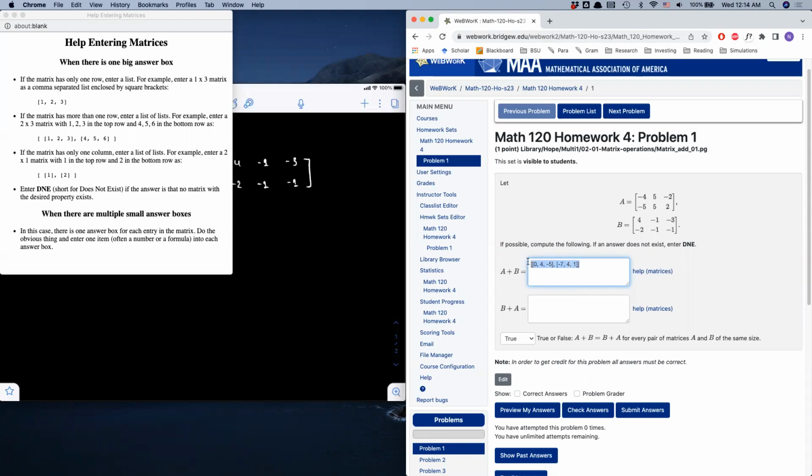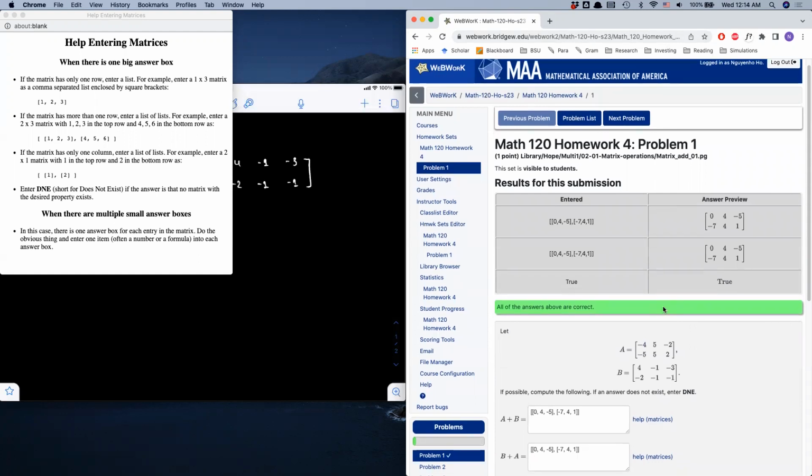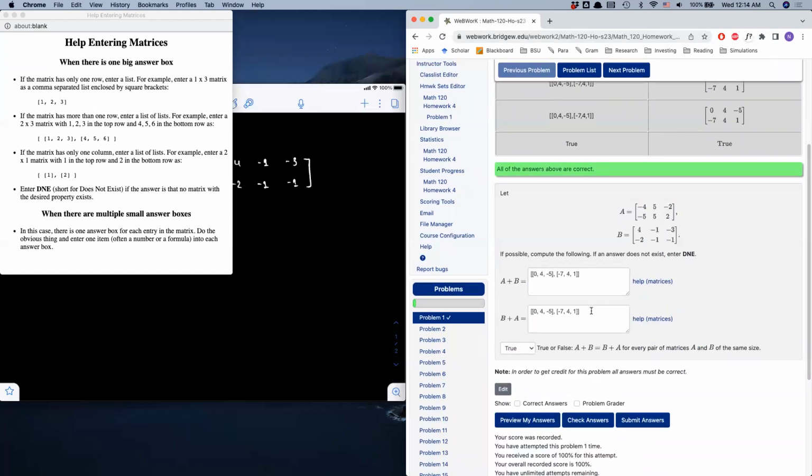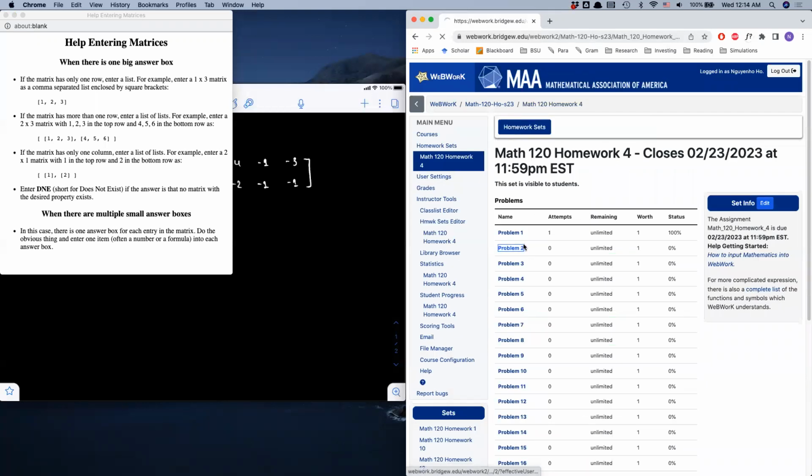It's going to be the same thing for B plus A. Now let's submit the answer and see what happens. This is all correct. All right, so that's problem 1. Let's move on to problem 2.